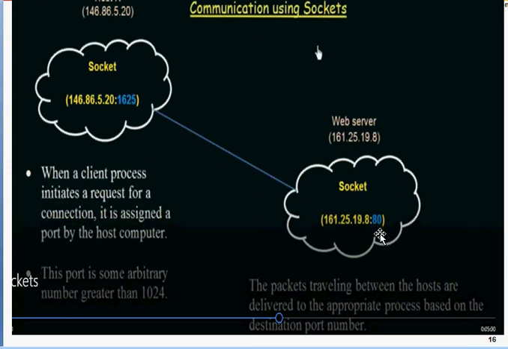Could be an HTTP response, a file transfer response, each has its own port address. So port address cannot be lesser than 1024. So it should be always greater, due to which this number is added here. Okay, the packets traveling between the hosts are delivered to the appropriate process based on the destination port number. So here, through this port 80, all information is going to be retrieved from this client.